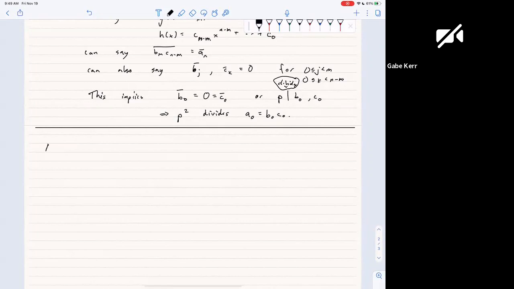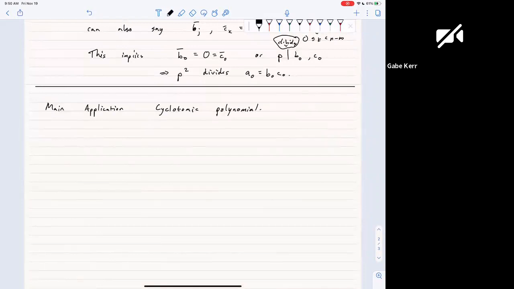The main application, and we won't spend too long on it, is something I mentioned in a homework session a long time ago, so I thought it'd be kind of fun. It is to consider irreducibility of cyclotomic polynomials. So what is a cyclotomic polynomial? There's actually one for every integer n, and it's sort of a unique irreducible factor of the following polynomial.